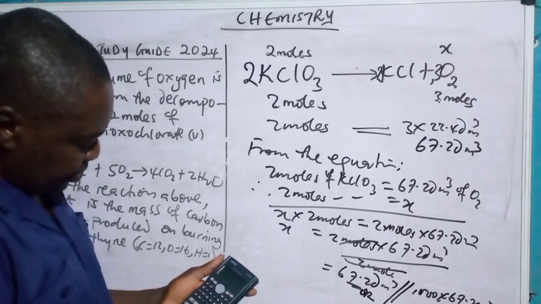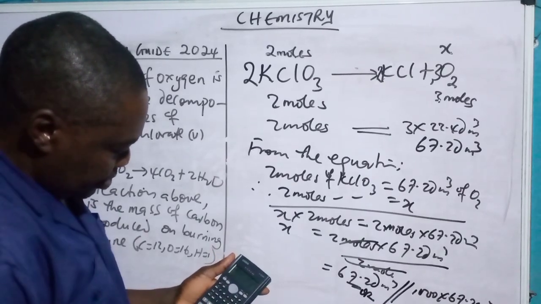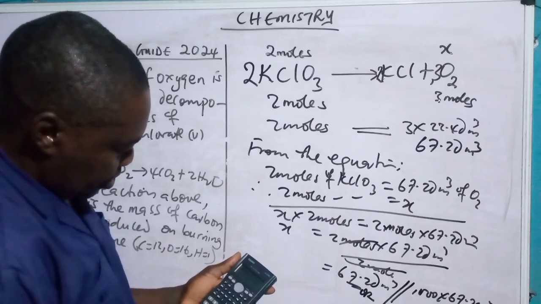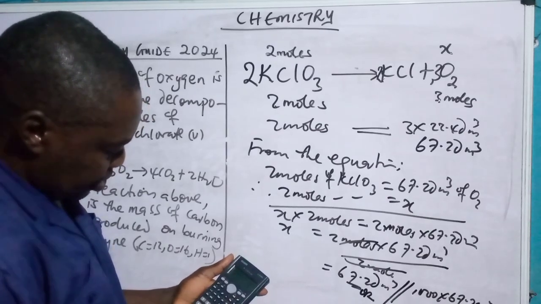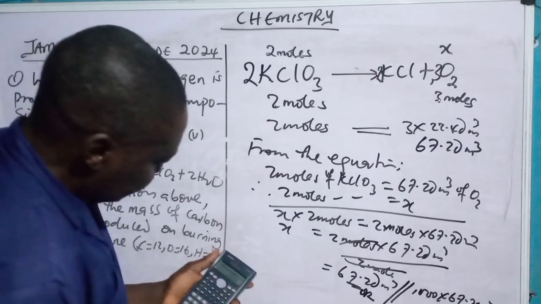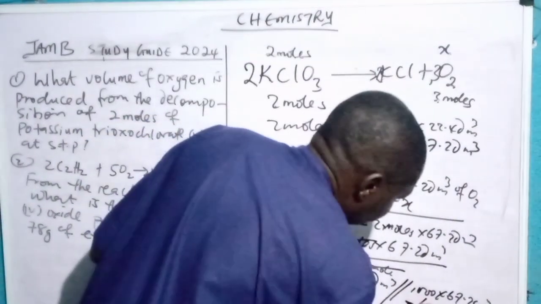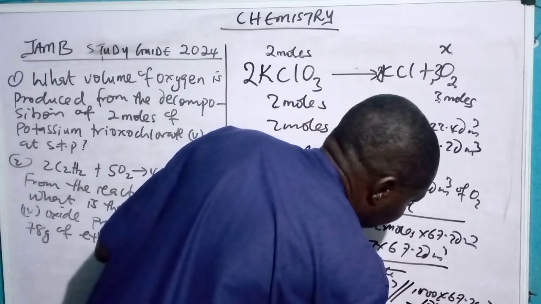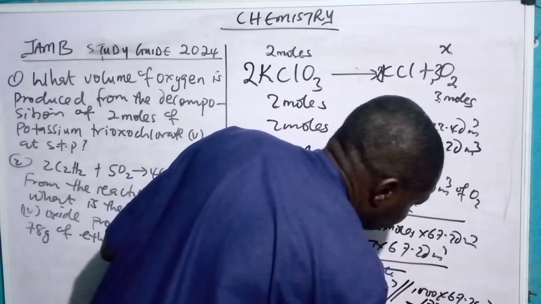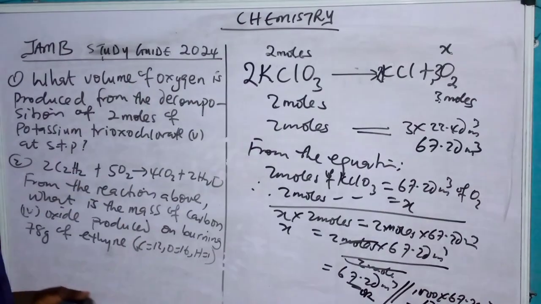Let's do it again. 67.2 times 1000 gives you 67,200. 67,200 cm³, that is what it gives you. So that's the solution to this first question.